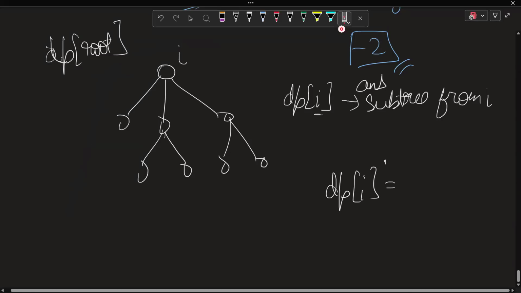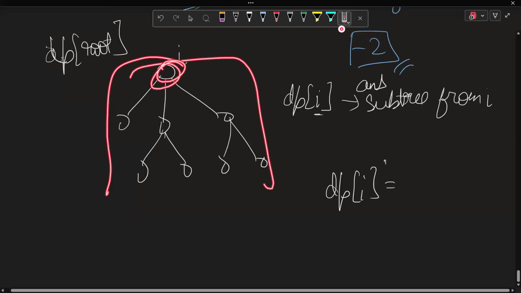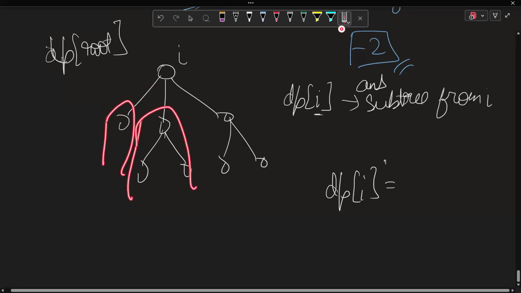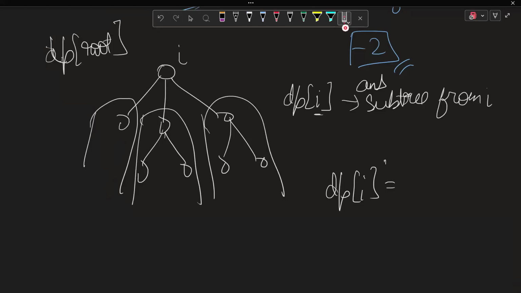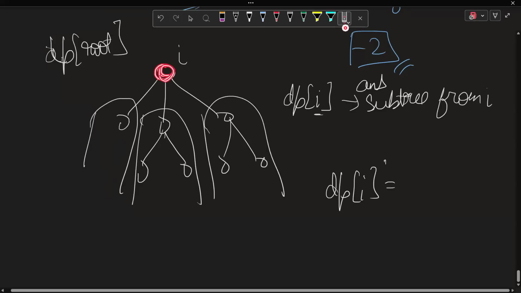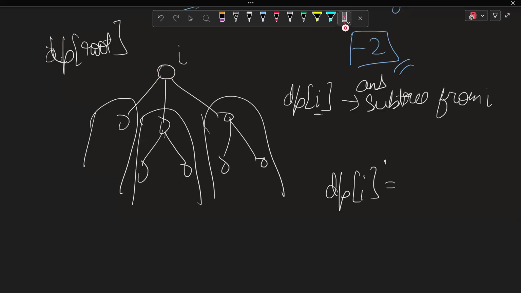Now, how can you write a transition for this? Let's say you are finding the answer for this subtree. You need to find a relation with its child subtrees. Now, how can you find a relation? Let's suppose I'm considering these nodes. This is one of my child subtrees. This is another. This is another. Now I can have two cases: whether this is strengthened or this is not strengthened. There can be two cases. On that, my answer would depend.